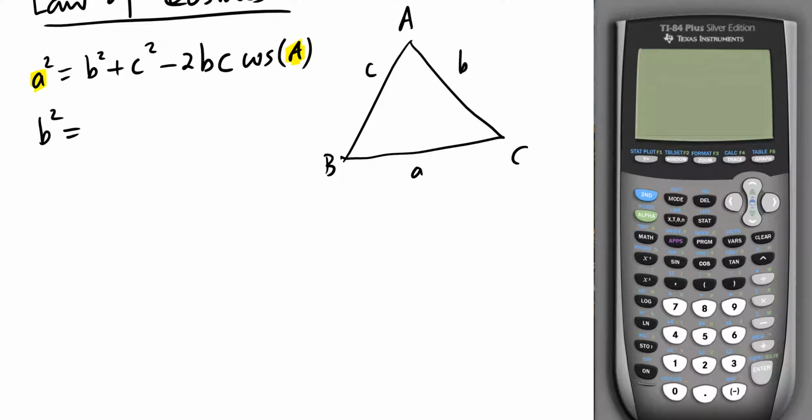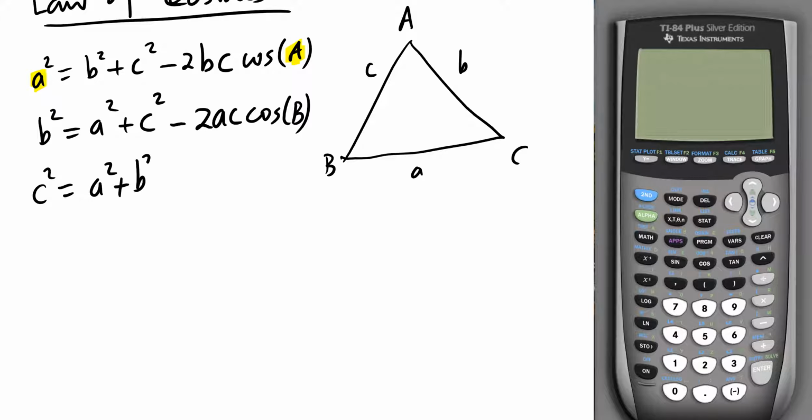Same thing happens with b. So b squared is a squared plus c squared, looks like the Pythagorean theorem, minus 2ac cosine the angle that is facing the first side that you started with. Or c squared is a squared plus b squared minus 2ab cosine the angle that you started with. Here we have a, b, and then c. So we have all these three angles and three sides. Now let's look at an example of how we apply law of cosines.